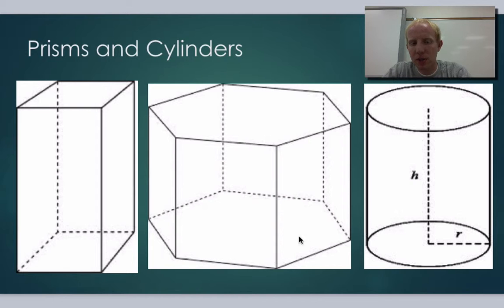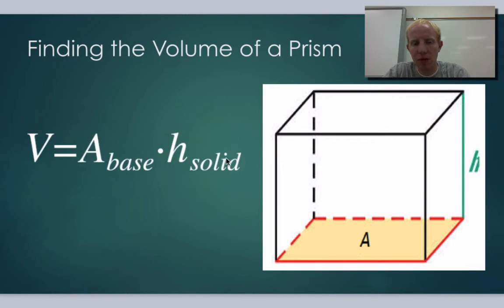Prisms and cylinders we can treat the same, because you're just taking a basic shape and extending it out of the coordinate plane, making it three-dimensional by extending it up. When we're describing these volumes, the easiest way is to look at the area of that base shape that we know, like a hexagon or a square, and then describe the height of the prism or the cylinder. So the volume equals the area of the base times the height of the solid.